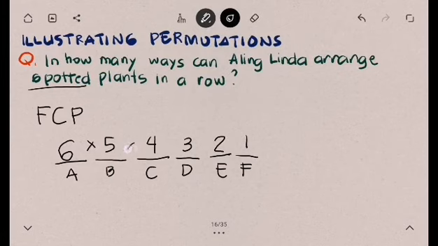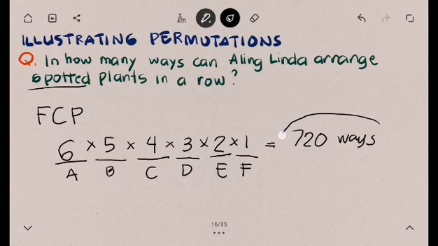Okay, so when we multiply, we have 6 times 5, so this is 30. 30 times 4, we have 120. 120 times 3, we have 360. 360 times 2, we have 720, times 1, still 720. So there are 720 ways to arrange the 6 potted plants in a row.